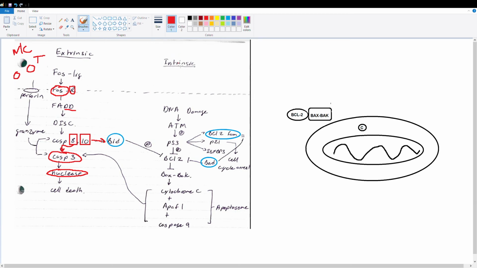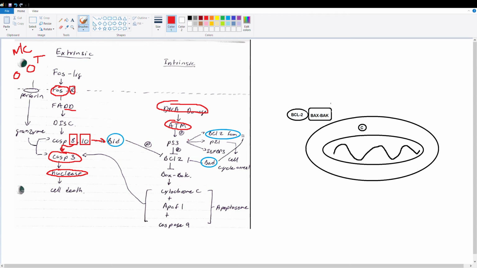The intrinsic pathway, on the other hand, is exactly what it sounds like. The signal comes from inside the cell. So here we have DNA damage as our main cause for the intrinsic pathway activation. This is going to activate ATM. This ATM protein is a kinase, which you might remember from the S checkpoint in cell cycle arrest. So when the cell checks for DNA damage during replication, ATM is involved in the S checkpoint. And ATM is a kinase, so it's going to phosphorylate and activate P53. So P53, our main tumor suppressor gene.